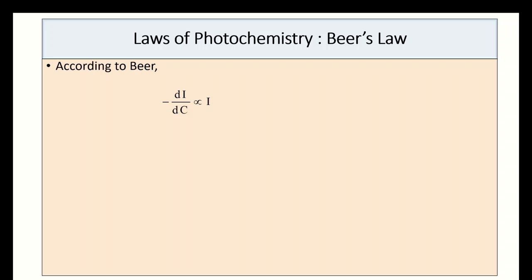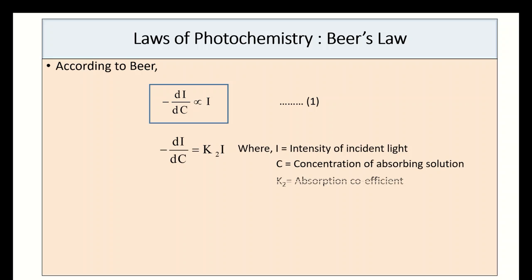So there is a decrease, so we write minus dI/dC is directly proportional to I. This is equation number 1. Now removing the proportionality sign, again we get minus dI/dC is equal to K2 I, where K2 is the absorption coefficient, a proportionality constant that we have introduced. I is the intensity of the incident light and C is the concentration of the absorbing solution. So the final equation that we get, taking similar terms on one side, is minus dI/I is equal to minus K2 into dC.